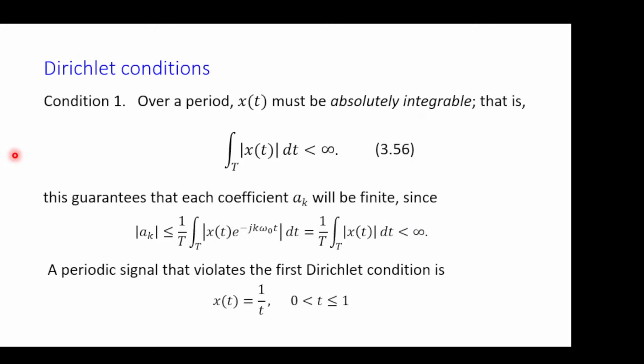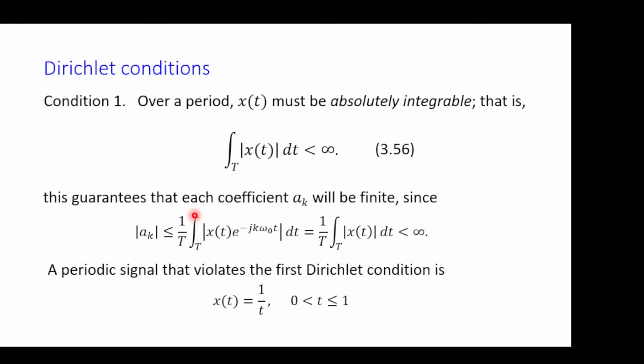The first one is that your x(t) must be absolutely integrable. Once again, you are integrating over one period. And remember, this is a little different from the finite energy condition we just talked about. Finite energy means there's a square here, but we don't have a square here. We just have the absolute value, and integrating over one period, we want this to be a finite value. So this is the first Dirichlet condition. And this will actually guarantee a_k are finite.